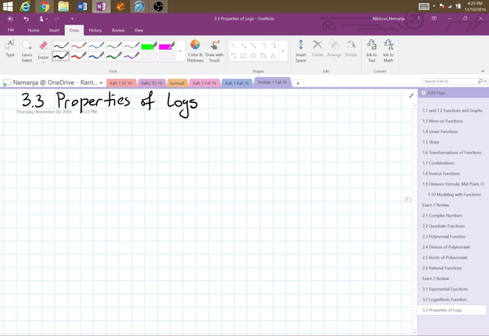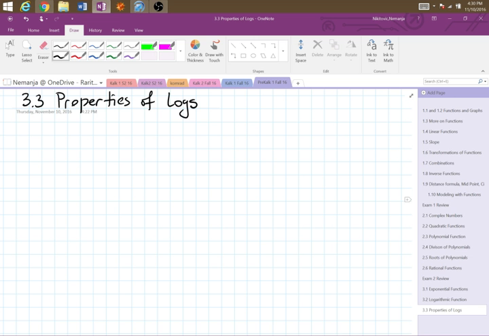Hello and welcome back to Precalculus 1, section 3.3 on properties of logs. These properties are extremely useful in calculus, and this being a precalculus course, it sets you up very well for something called logarithmic differentiation, one of the most powerful derivative-taking techniques.